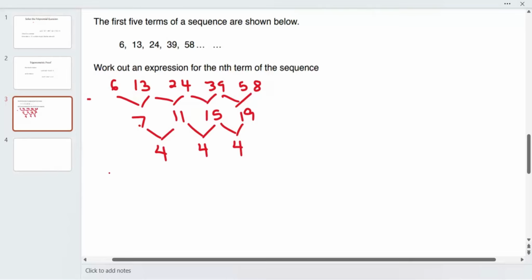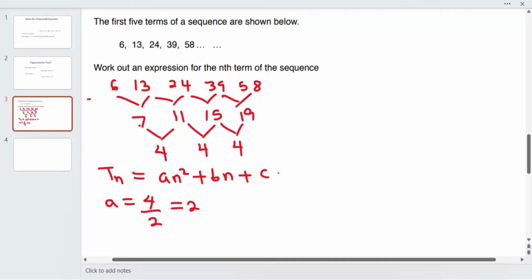So I'm going to remind you of something. We know that the nth term of a quadratic sequence looks like this. Now that we have our second difference, our a is always the second difference divided by 2. So I'm going to do 4 over 2, and that is 2. So that means right now, I know that this will be 2n squared plus bn plus c.